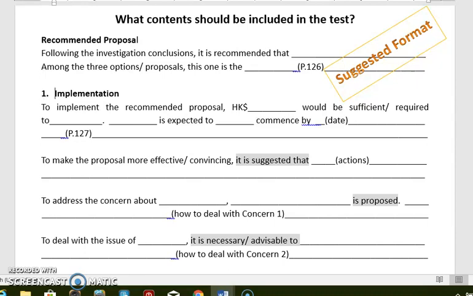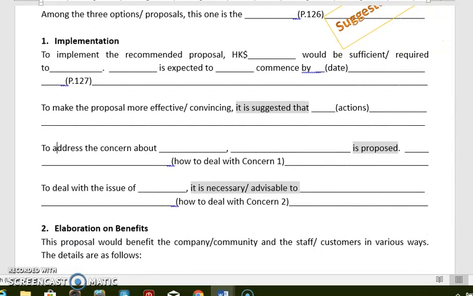Now, let's move on to the second section, which is a very big paragraph section, implementation. Let's see how many paragraphs are here. 1, 2, 3, and 4. The first paragraph is also a very straightforward section because it talks about when you implement the recommended proposal, how much the budget is, what is the cost that you suggest the company allocate.